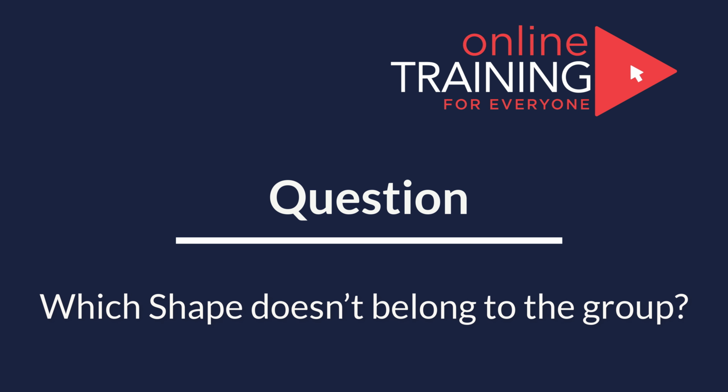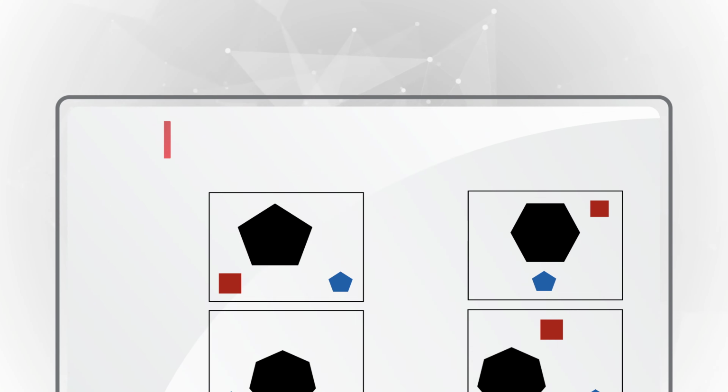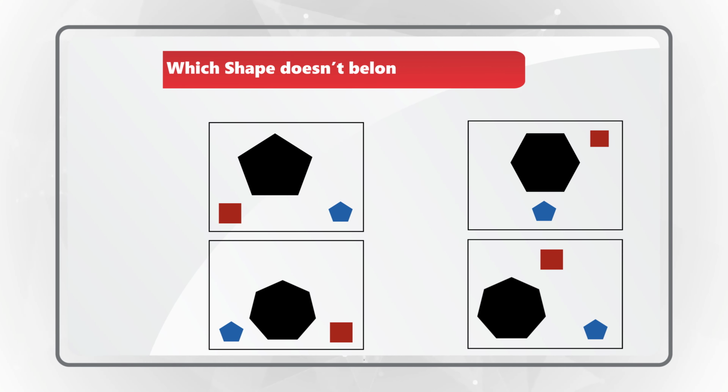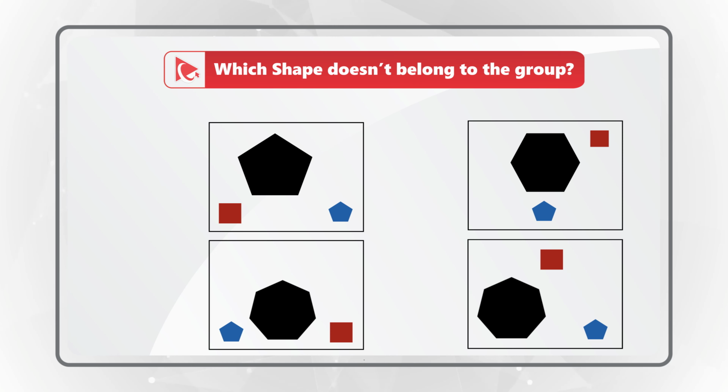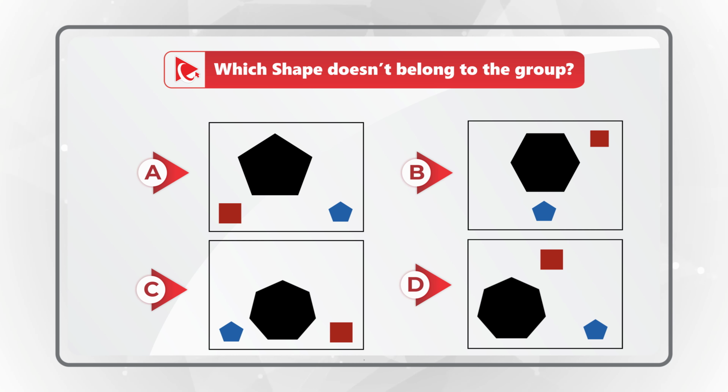Here's an amazing question to test your spatial reasoning and analytical skills. You're presented with 4 different shapes, and you need to determine which shape doesn't belong to the group. The choices are shape A, shape B, shape C, and shape D. Take a close look to see if you can come up with the answer.